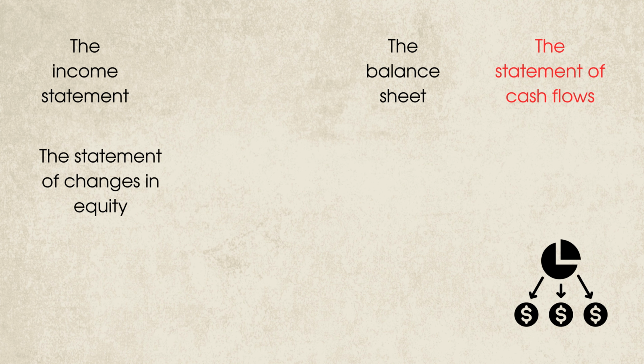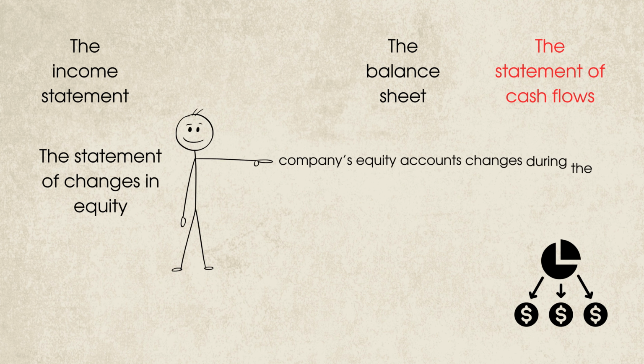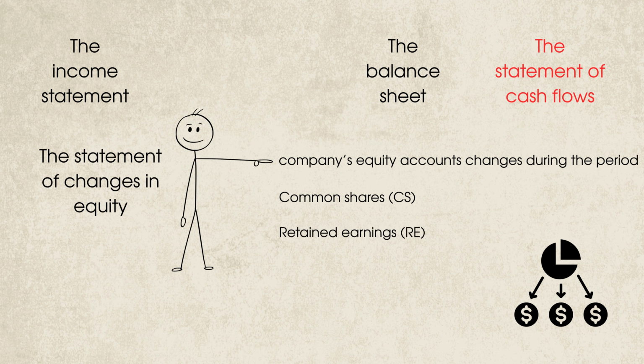Next up is the Statement of Changes in Equity. This one shows how the company's equity accounts changed during the period. Across the top, we'll list each equity account. In most intro accounting courses, we focus on 2 main ones: common shares, CS, and retained earnings, RE.